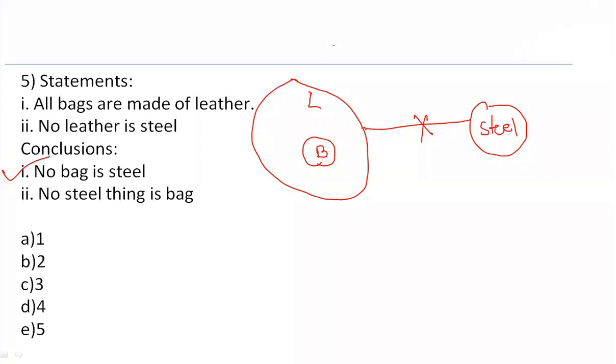Okay. And please check for the second conclusion. The second conclusion is nothing but no steel thing is a bag. Okay. Guys, can you remember the second statement I have given you? No A is a B. No B is a A. That means they both want to tell that there is no relation between A and B. Okay. If that is the case, the second conclusion is also true.